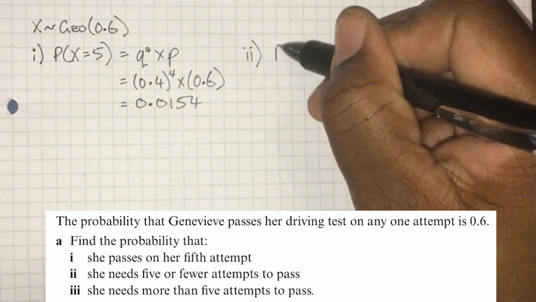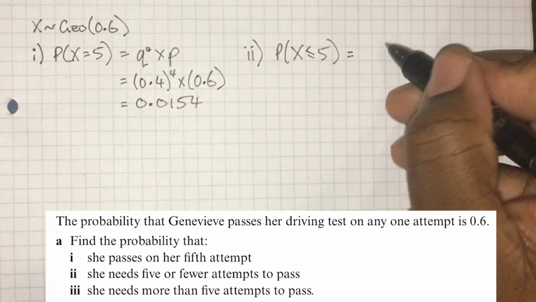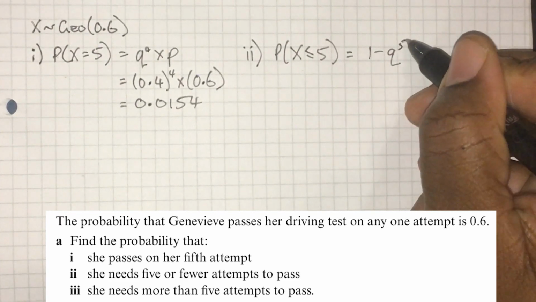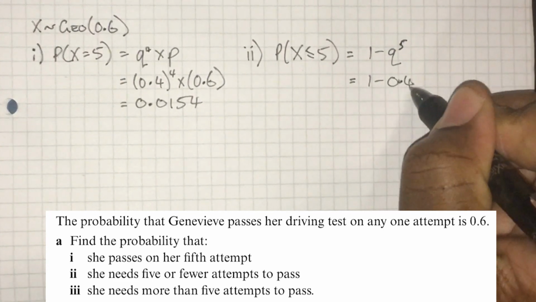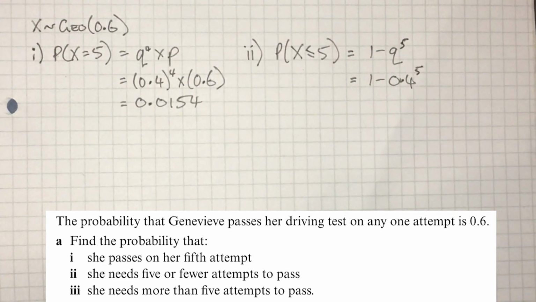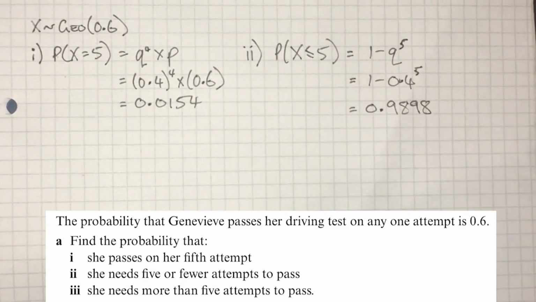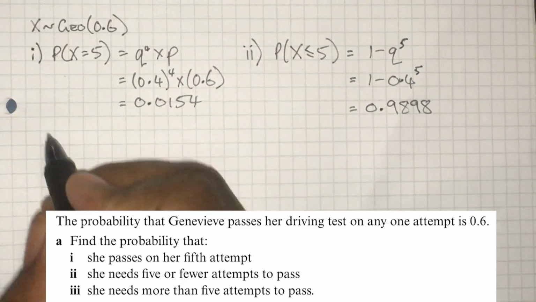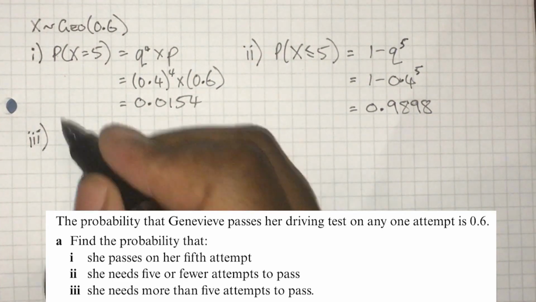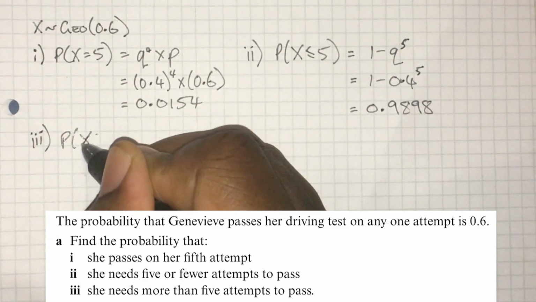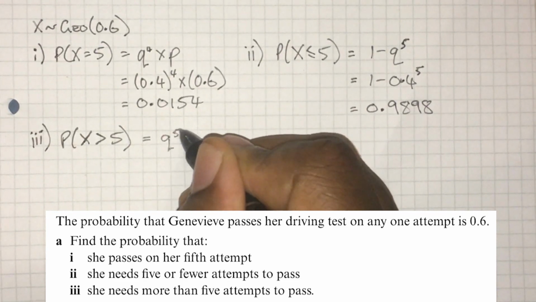Okay, for the second part, she needs 5 or fewer attempts to pass. So less than or equal to 5. And we can just substitute that into the function we found earlier. So that's 1 minus q to the power of 5, and substitute those in. But this makes more intuitive sense anyway. If she needed less than or equal to 5 attempts, something that definitely didn't happen was that she failed 5 times. So I started off with 1 and I subtracted what definitely didn't happen, which is the 5 failures. Okay, and that leads to 0.9898.